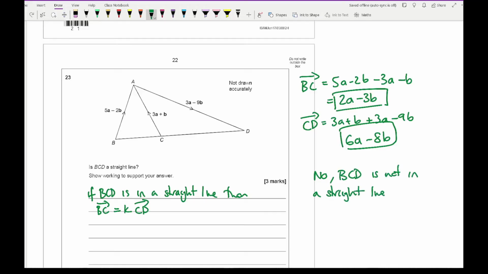Then something along the lines of that, again, just explaining the fact that it's not a straight line, as BC is not a factor or multiple of C to D. So something along those lines would be absolutely fine.